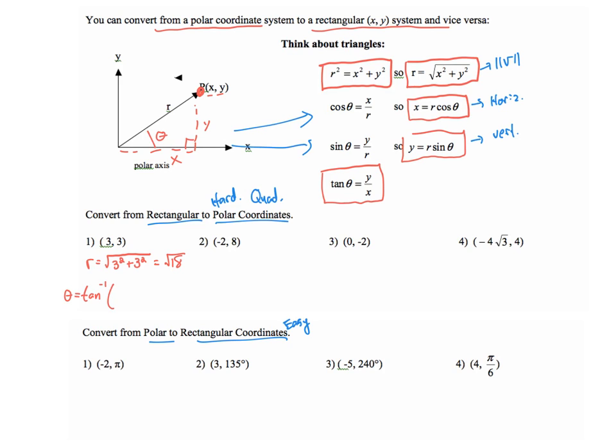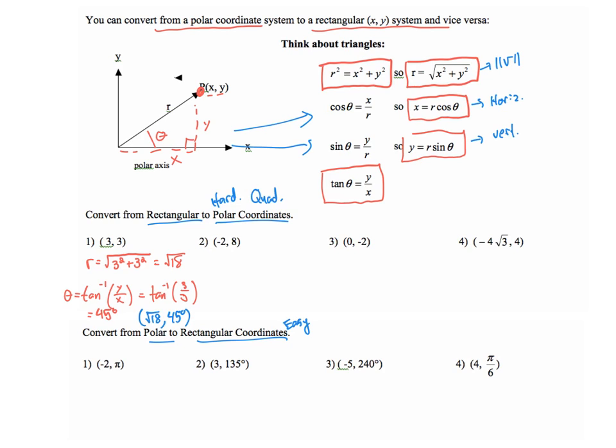We're going to do the inverse tangent of y over x, which is the inverse tangent of 3 over 3. And if you do that, you would end up with 45 degrees, or pi over 4 radians. You can use either one. It might be more comfortable to use degrees for right now. So this point could be written as the square root of 18, comma, 45 degrees.